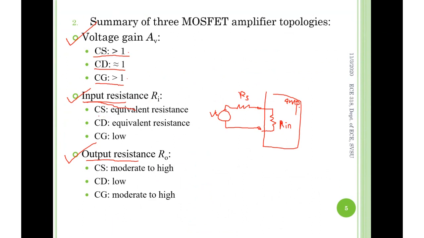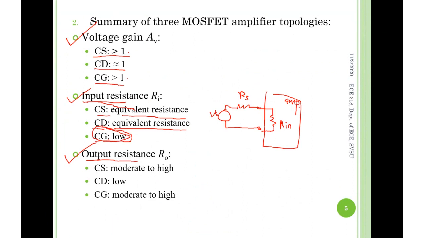But for common source, it's an equivalent resistance. It's all up to the design. Common drain is also up to the design, equivalent resistance. What does it mean by equivalent resistance? I will show you momentarily. And the common gate, what do you see?